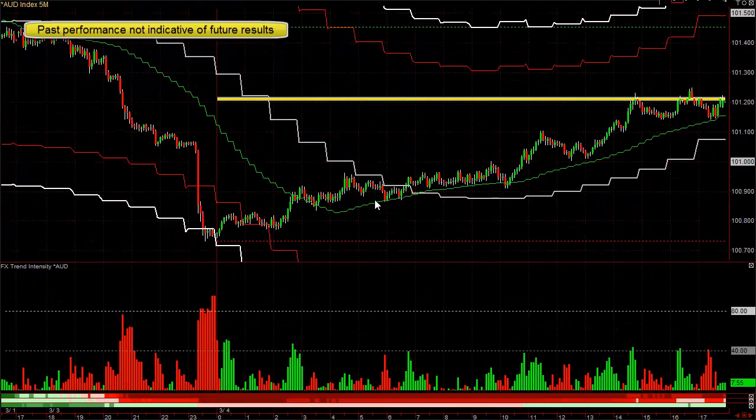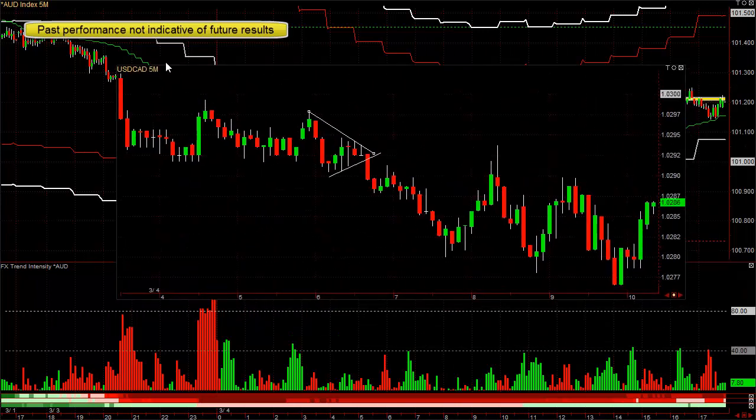Australian dollar. Pretty much anytime you see a currency just chopping around going sideways for hours and hours, when it breaks out over that level, typically it's going to work. And when it doesn't, you can see here a false breakout, failed. The second time, it just took off. So the Australian was strong. The first time it failed, the second time it took off.